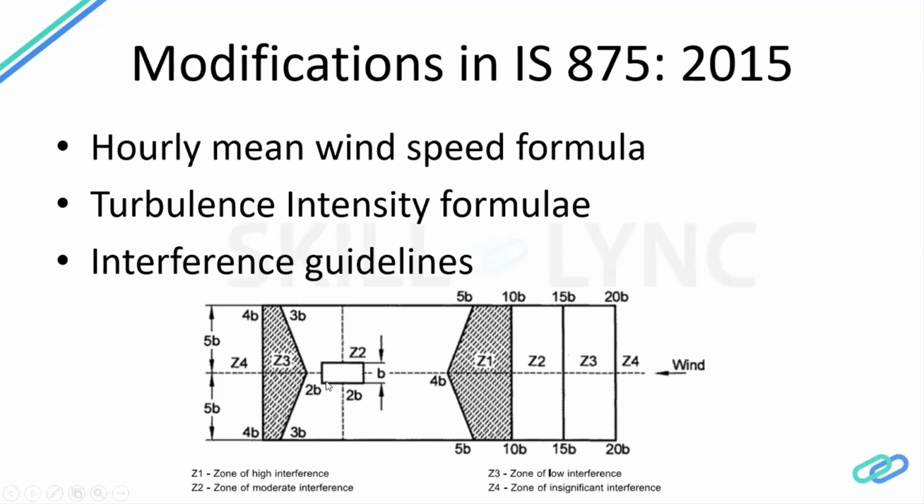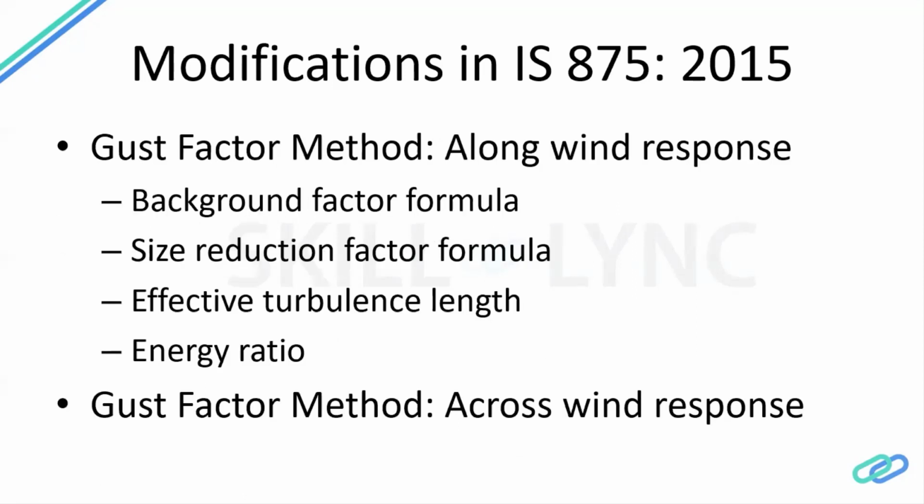If suppose this structure is there, then different interference zones are defined in the code: zones Z1, Z2, and Z3. Zone Z1 is where the maximum effect will be there, then zones Z2, Z3, and Z4, so the effect will be less and less. And coming to the gust factor method, this method was there earlier as well, but in this code they have improved it a lot. They have put in many formulas, background formulas, which were not there earlier.